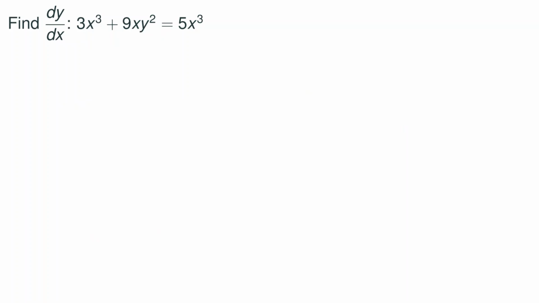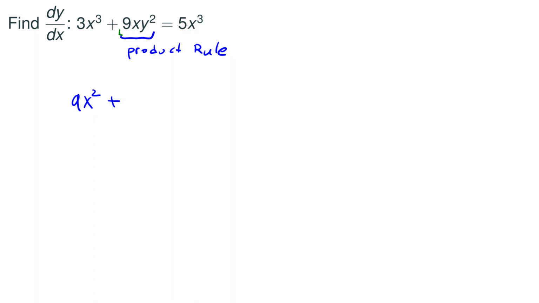Find dy/dx of the equation 3x to the third power plus 9xy squared equals 5x to the third power. So here, remember for this portion, we need to use the product rule when we take the derivative. So let's keep that in mind. The derivative of 3x to the third with respect to x is just 9x squared, plus the derivative of this portion, where we need to use the product rule.